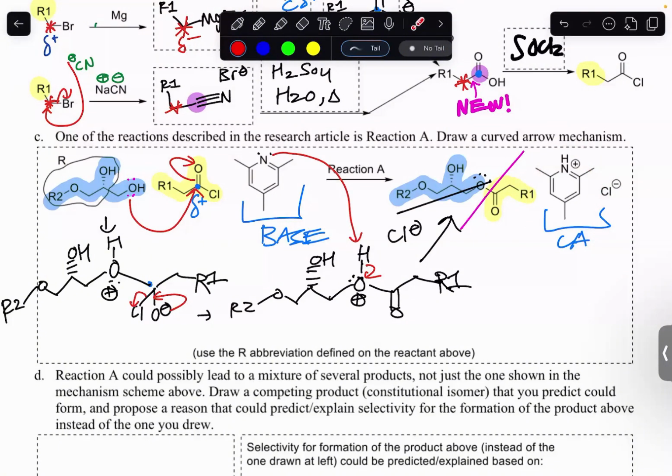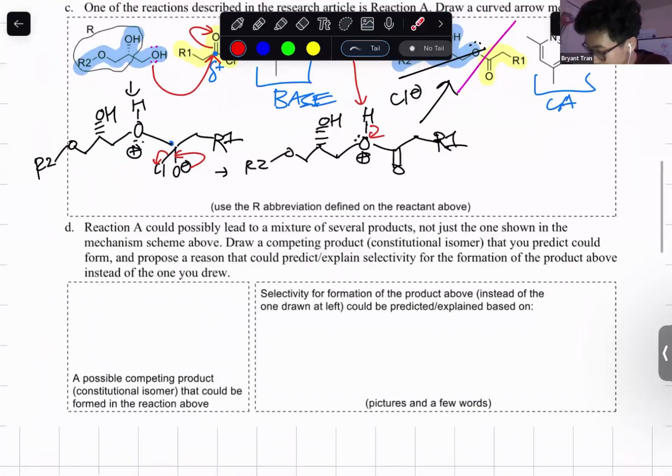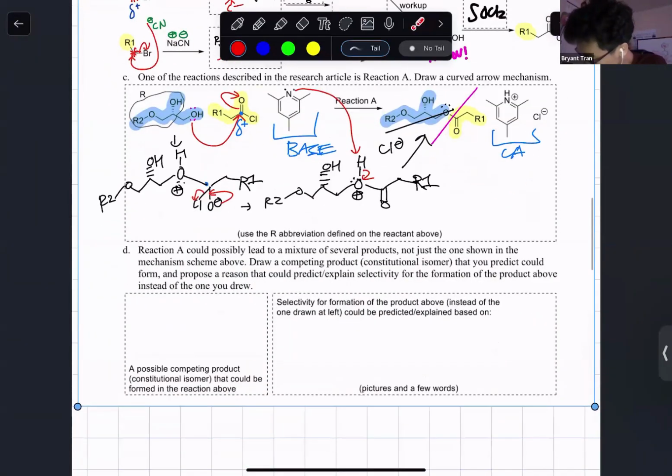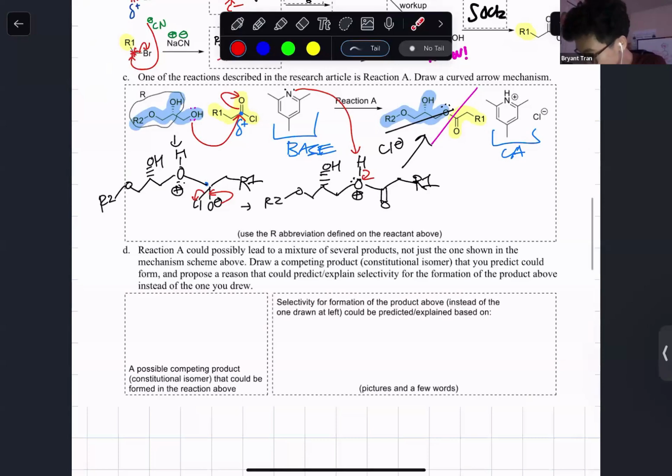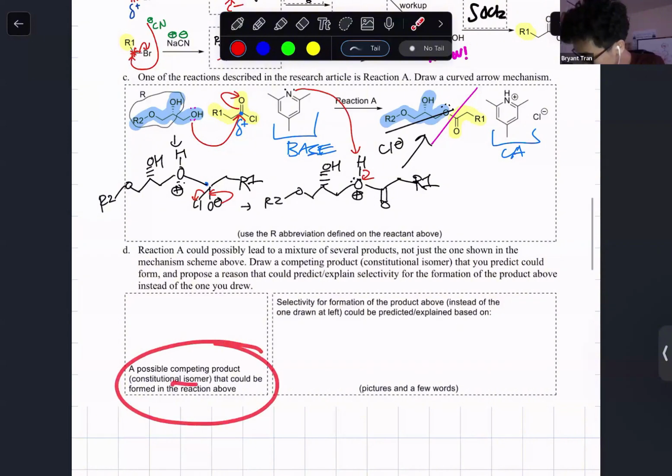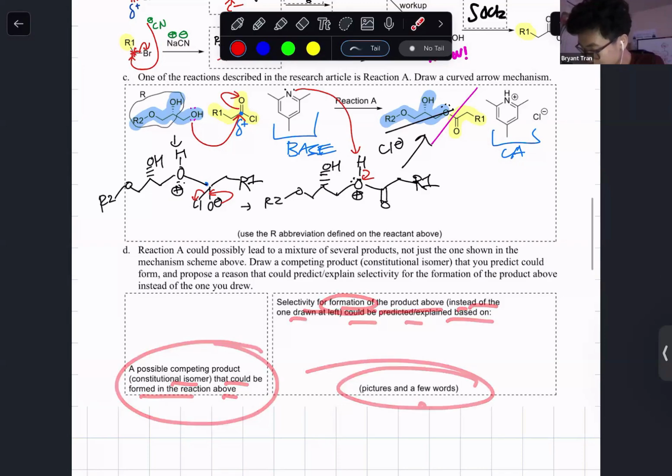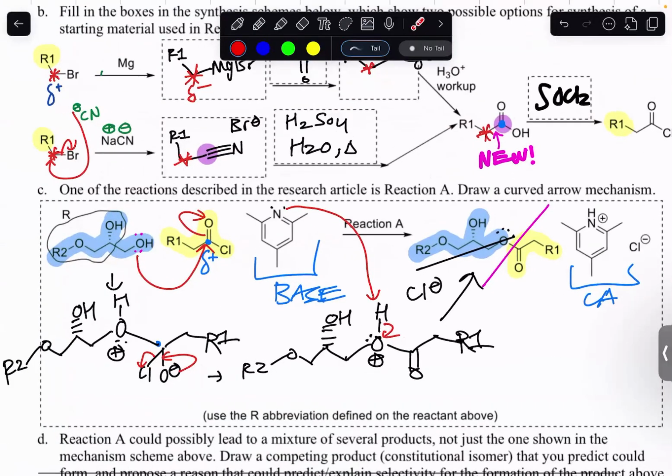Okay, last one here. Reaction A could possibly lead to a mixture of several products, not just the one shown in the mechanism scheme above. Draw a competing product constitutional isomer that you predict could form and propose a reason that could explain selectivity for the formation of the product above instead of the one you drew. Okay, let me think about this. I was a little confused because I didn't see any other carbonyls in here.